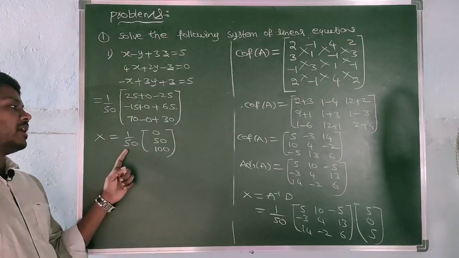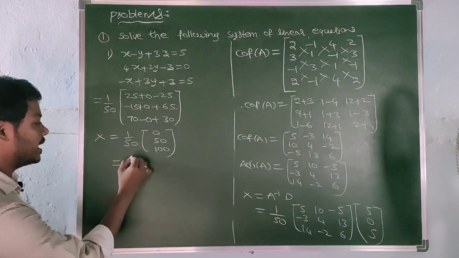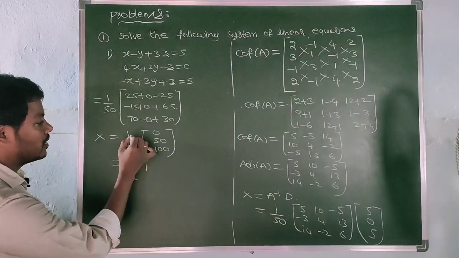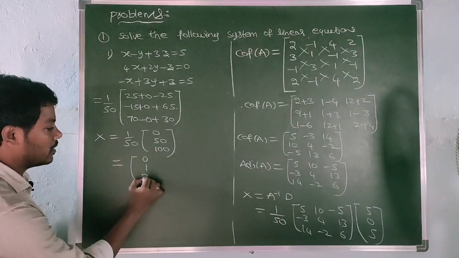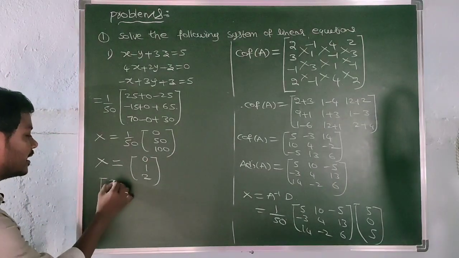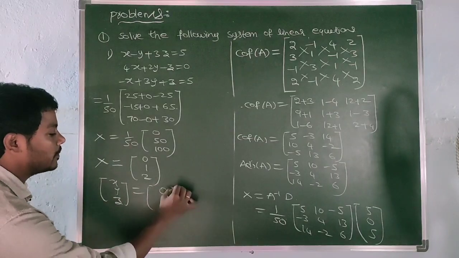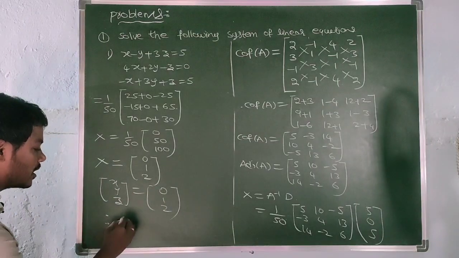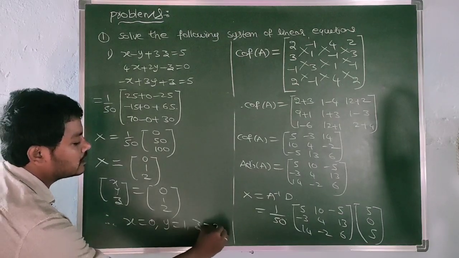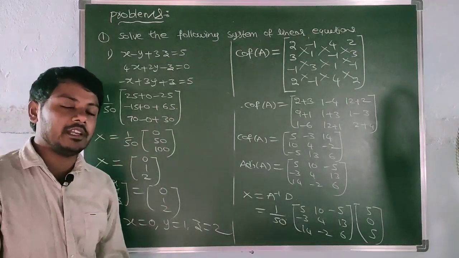Now multiply 1 by 50 with each and every element of this matrix. So you will get 0, 50 by 50, 1, 100 by 50, 2. So what is this? X. Therefore x, y, z is equal to 0, 1, 2. So therefore x is equal to 0, y is equal to 1, z is equal to 2. So these are the solutions of given system of linear equations.